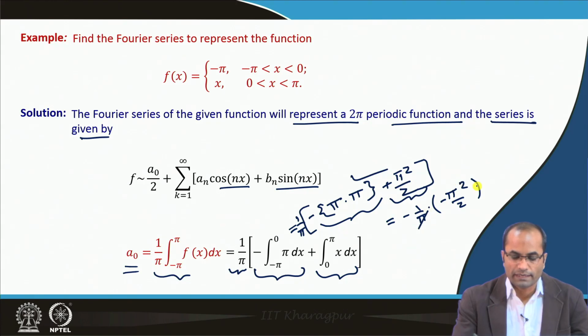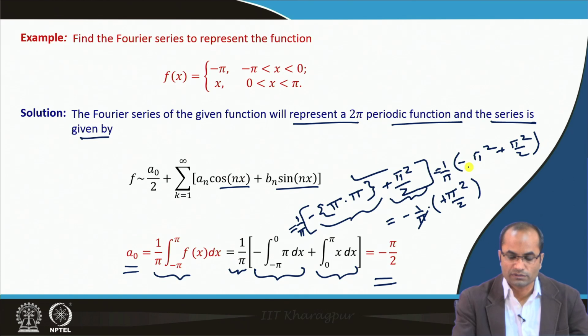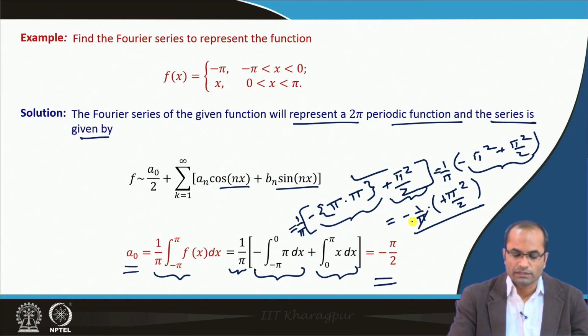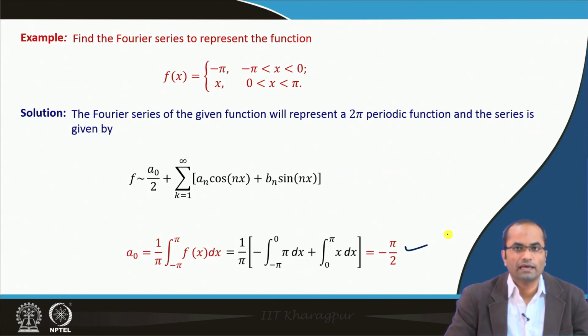So, this pi gets cancelled, and we will get just pi by 2 with a minus sign, because this was the minus here, minus pi square, and then we had this plus pi square by 2 in the bracket, and the 1 over pi was sitting outside. So, it is minus pi square by 2 coming with 1 over pi. So, we are getting minus 1 by 2 into pi. So, that is the a naught, and now we will compute a n and b n.